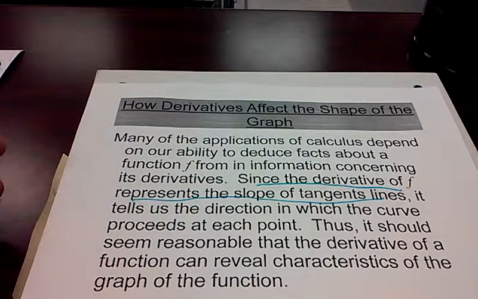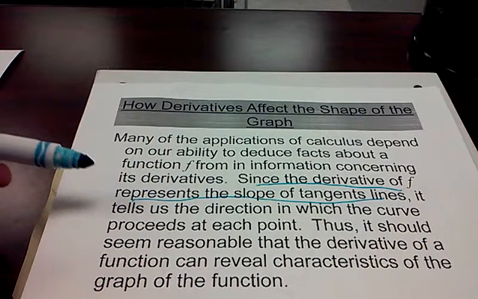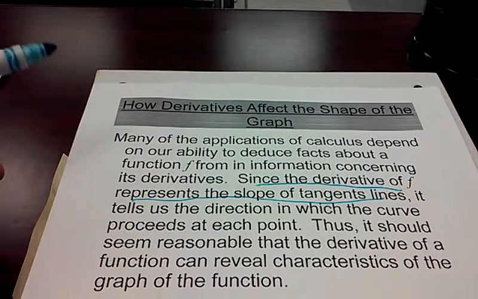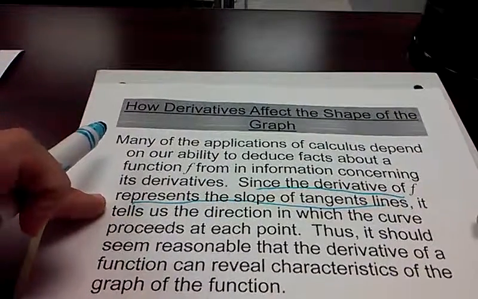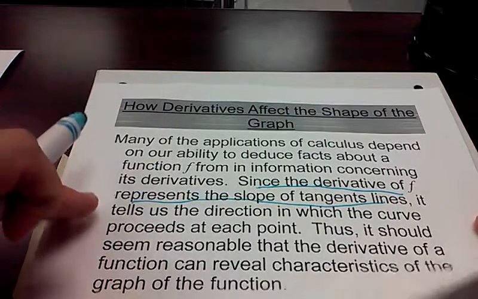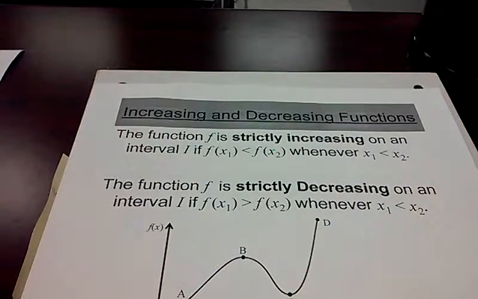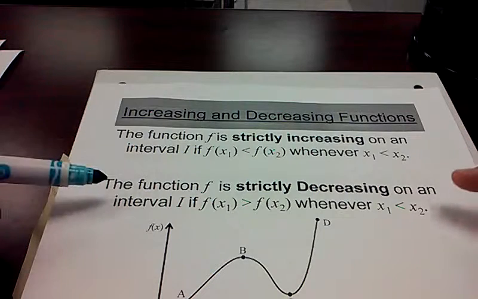For example, if the graph is increasing, the slope of the tangent line will be positive. So basically, if the derivative is positive, that means the function is increasing. If the slope is negative, that means the graph is decreasing. All right, but let's lay down some basic definitions of just simply when is a function increasing and when is a function decreasing.